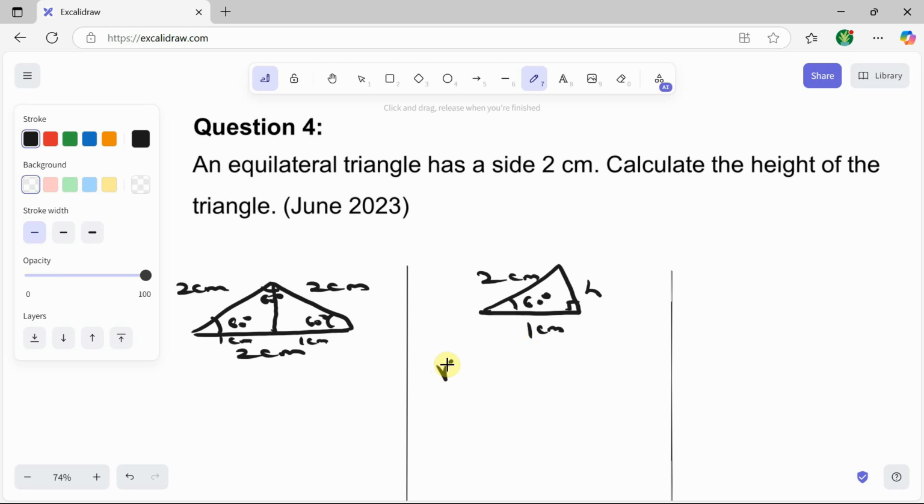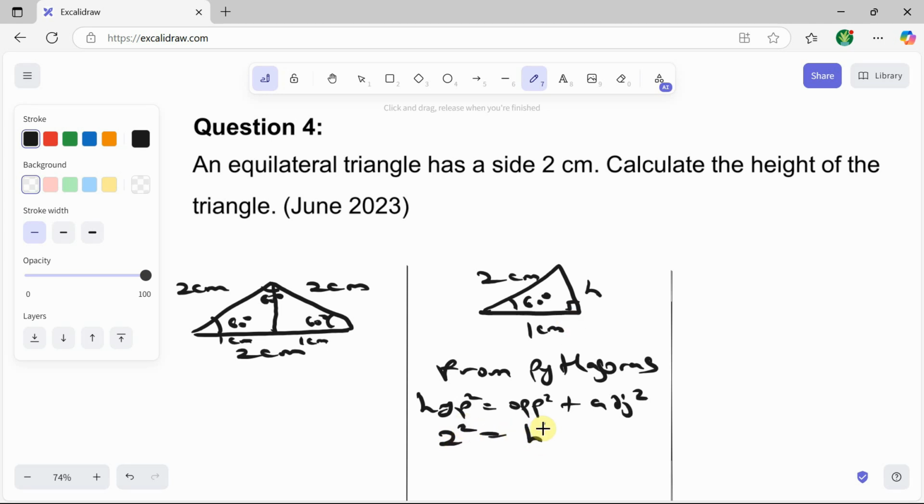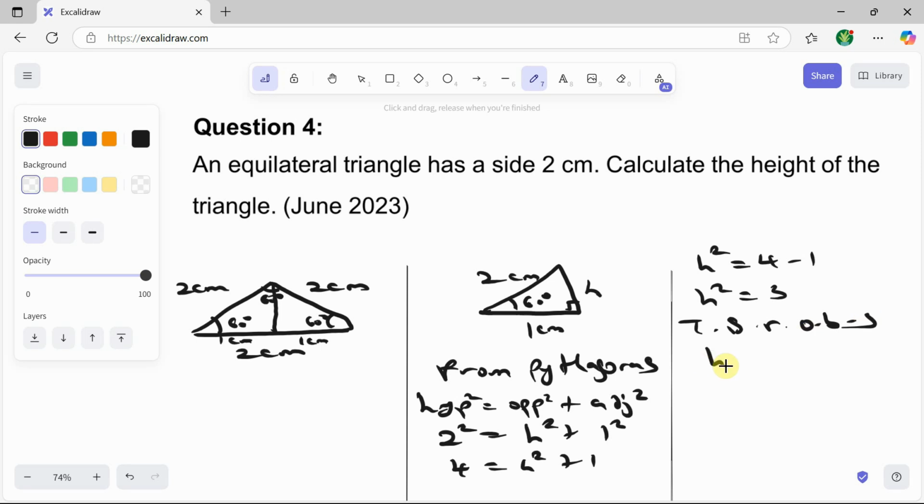So from Pythagoras, hypotenuse squared is equal to the opposite squared plus the adjacent squared. The hypotenuse is 2, so that will be 2 squared. The opposite is h, that will be h squared. The adjacent is 1, that will be 1 squared. So 4 is equal to h squared plus 1, and h squared is equal to 4 minus 1. So h squared is equal to 3. If I take the square roots of both sides, h will be equal to square root of 3 centimeter. So this is our value for the height.